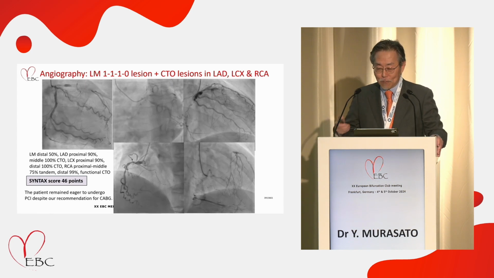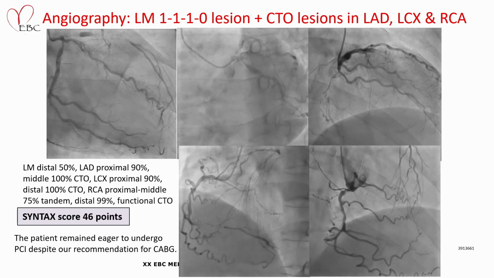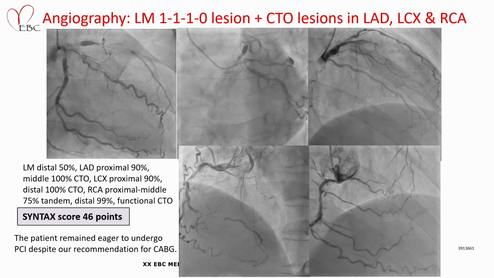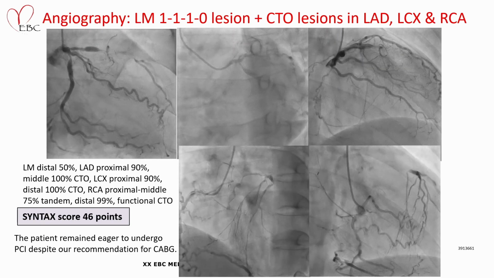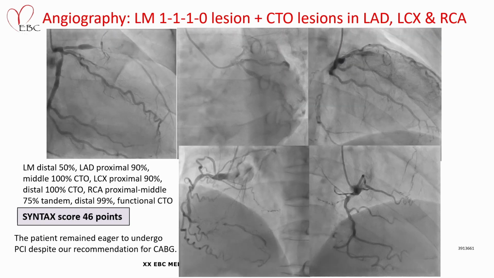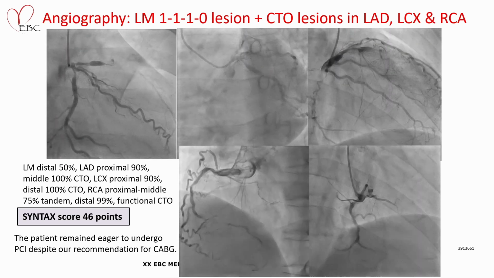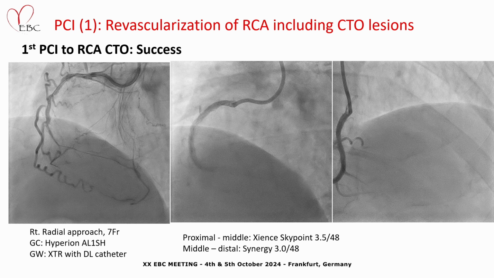Therefore, we persuaded him to undertake CABG. However, he declined CABG. He was eager to undergo PCI. So we decided to treat the patient with PCI. In the first session, we planned the RCA CTO PCI.